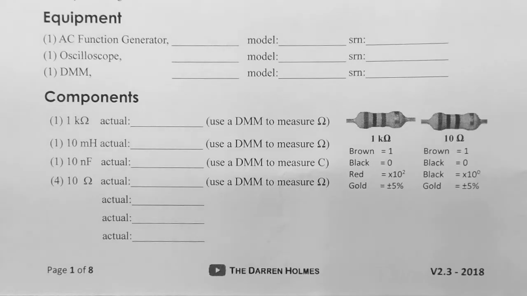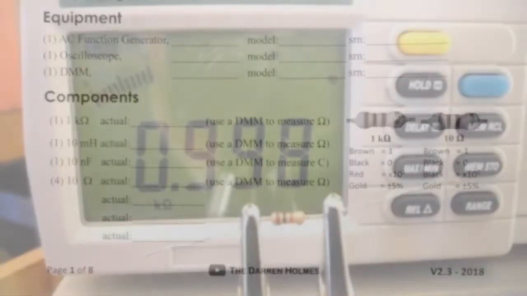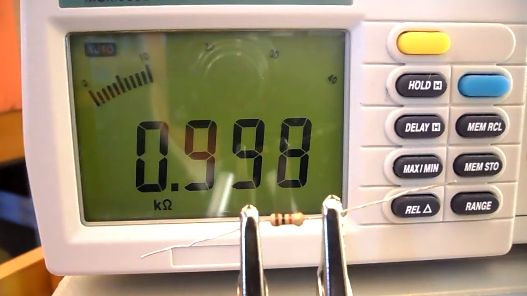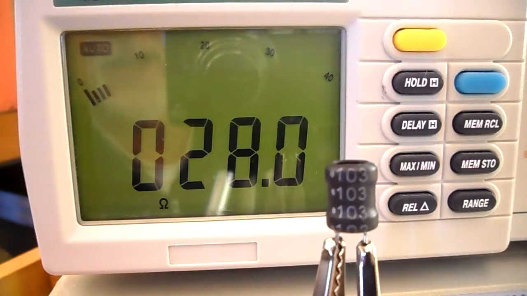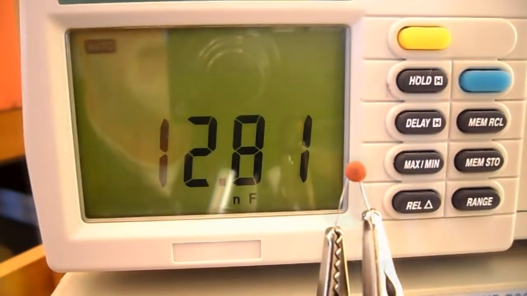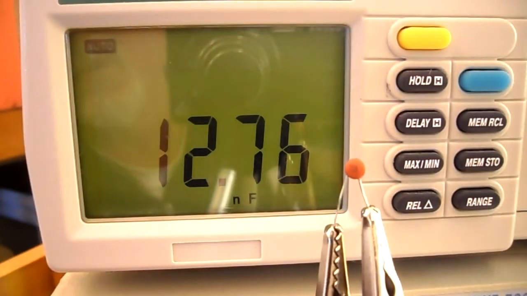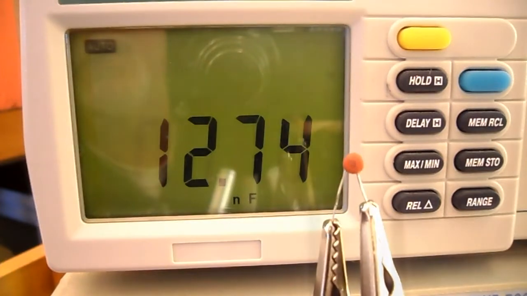And you can see down the side of the page, we're going to be using a 1K ohm resistor and a 10 ohm resistor, of which I've given you the color codes for, so you can easily find these in your parts kit. So my 1K ohm resistor is 998 ohms. My 10 millihenry inductor is 28 ohms. My 10 nanofarad capacitor is 12.75 nanofarads.